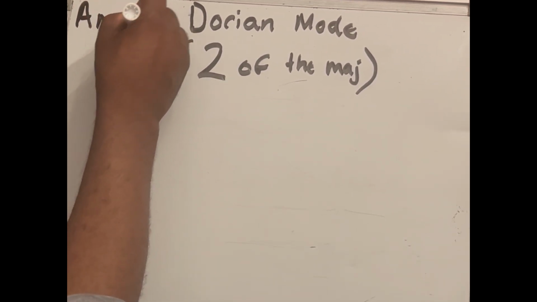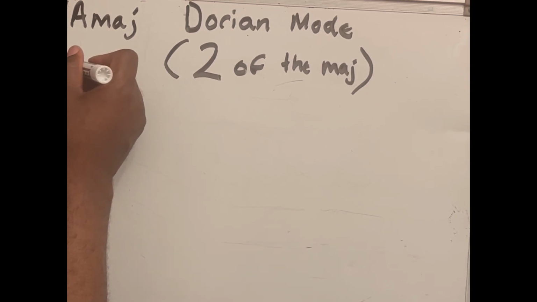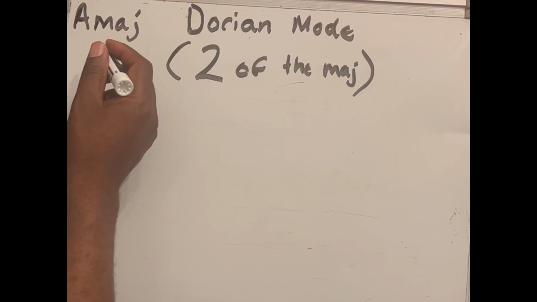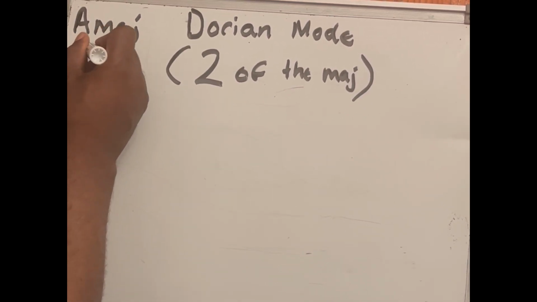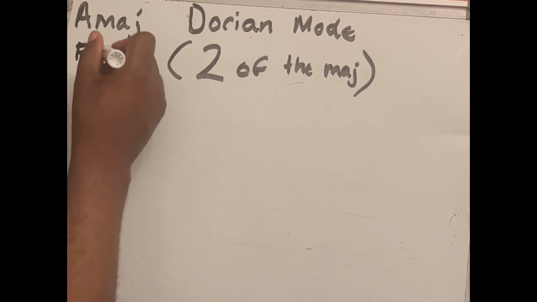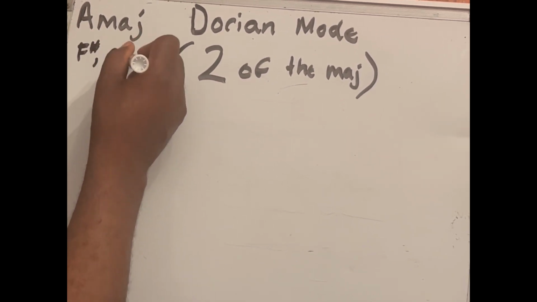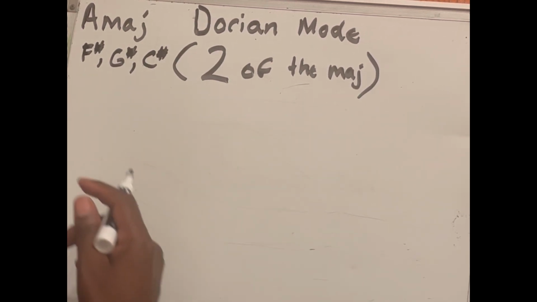Now you need to know that A major has 3 sharps, and the order of sharps is going to be F sharp, and then G sharp and C sharp. Okay, so we got F sharp. Let's do G sharp and then C sharp. So those are the 3 sharps that are in this one.